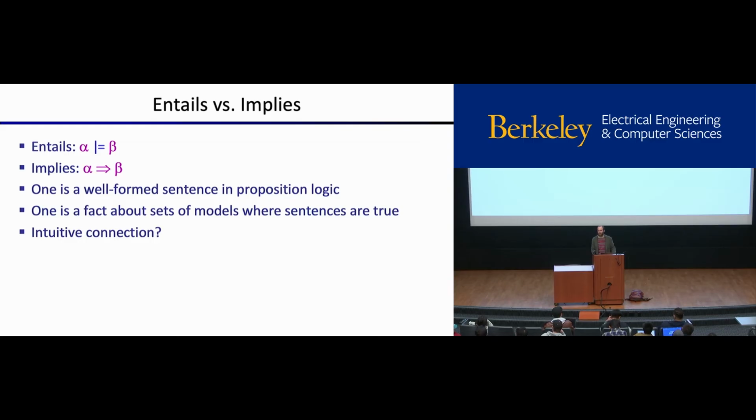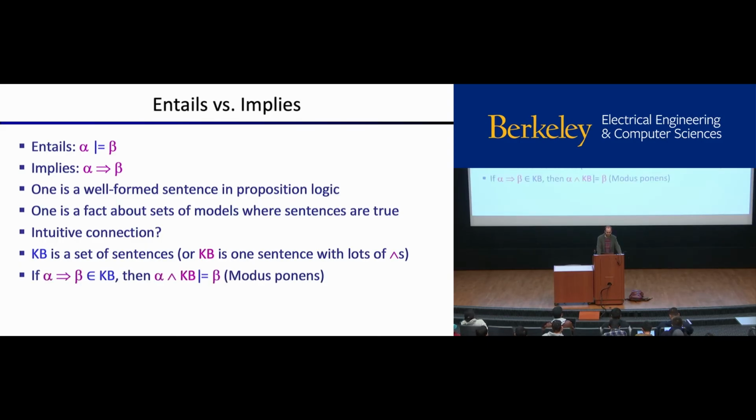So they're completely different things, but that's not very helpful. They do have some intuitive connection, and so I think the way to understand their distinction is to talk more precisely about how they are in fact connected, because intuitively they relate to each other very closely. So here's the connection. A knowledge base is a set of sentences, or you could call it one sentence with lots of ands between each sentence in the set. So if the sentence alpha implies beta is in our knowledge base, then if we add alpha to our knowledge base, that's going to entail beta.